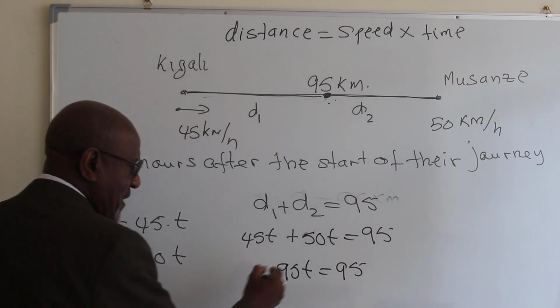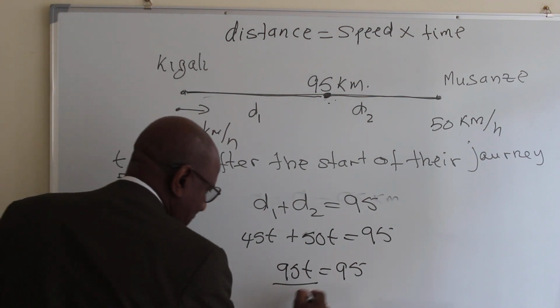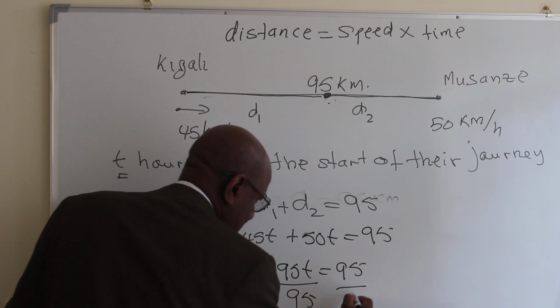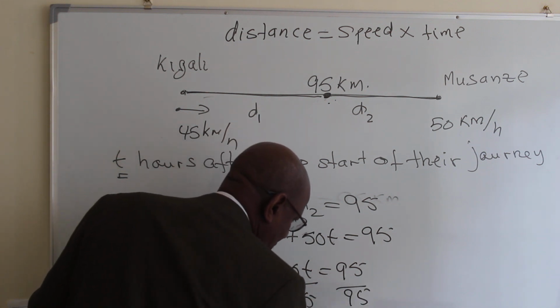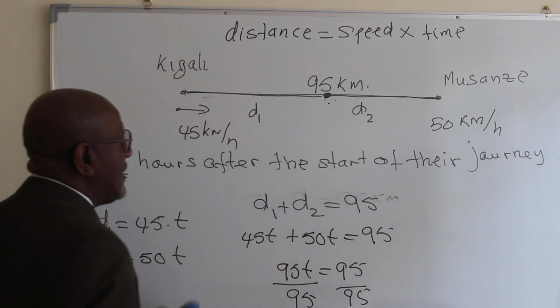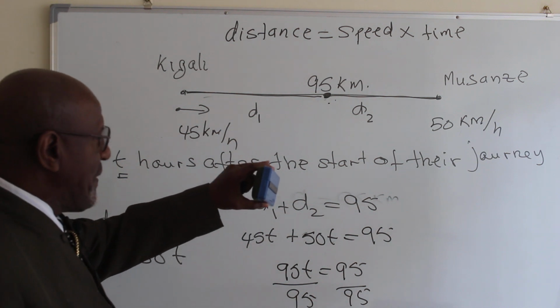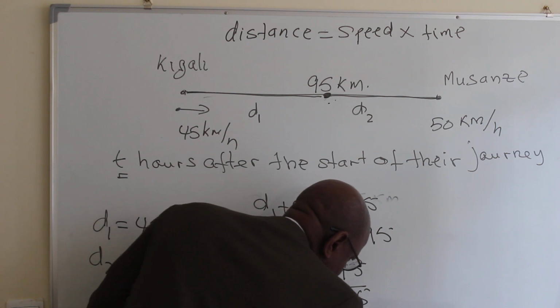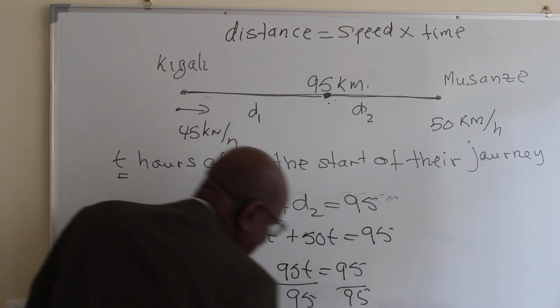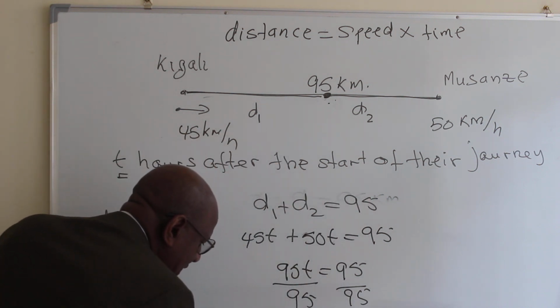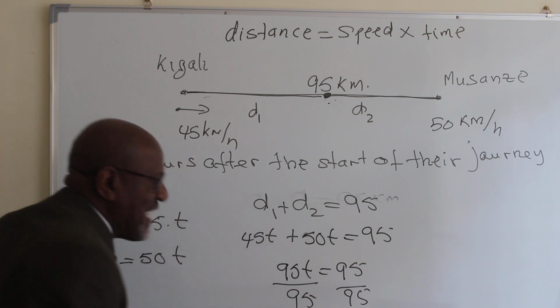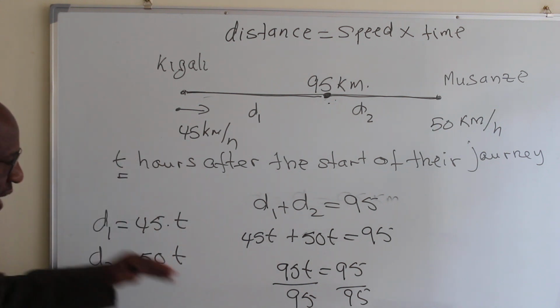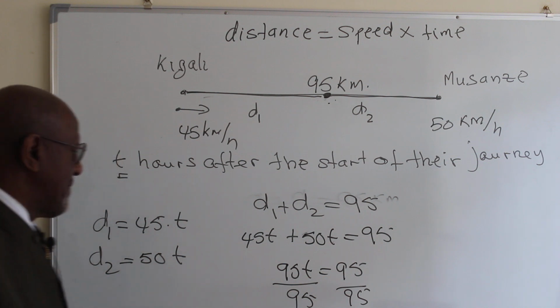So divide both sides by 95. So t would be 1. Because our speed is in kilometers per hour, that is 1 hour. So in other words, when will they meet? They will meet 1 hour after the start of the journey.